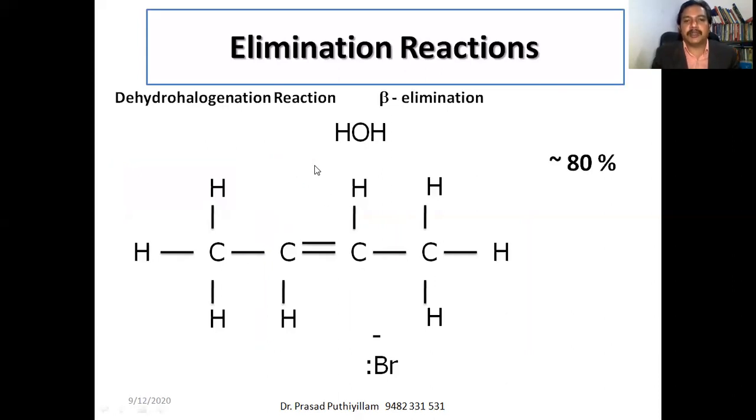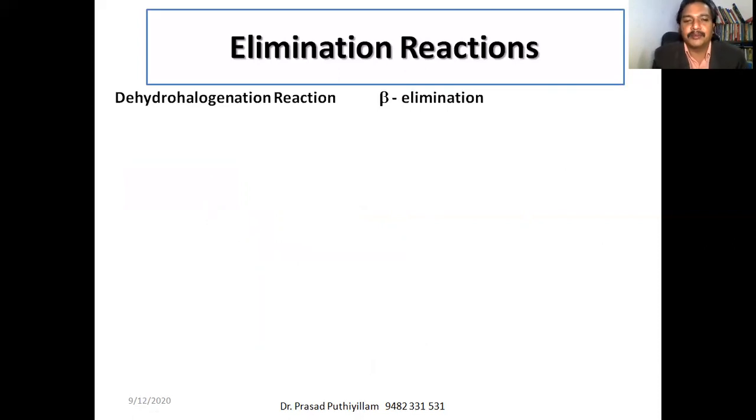That H plus will combine with OH minus to become HOH, that is H2O, a water molecule, and we get the corresponding double bonded molecule, that is but-2-ene. So from our reaction mechanism explanation, we got but-2-ene. This was not explained by this mechanism at first.